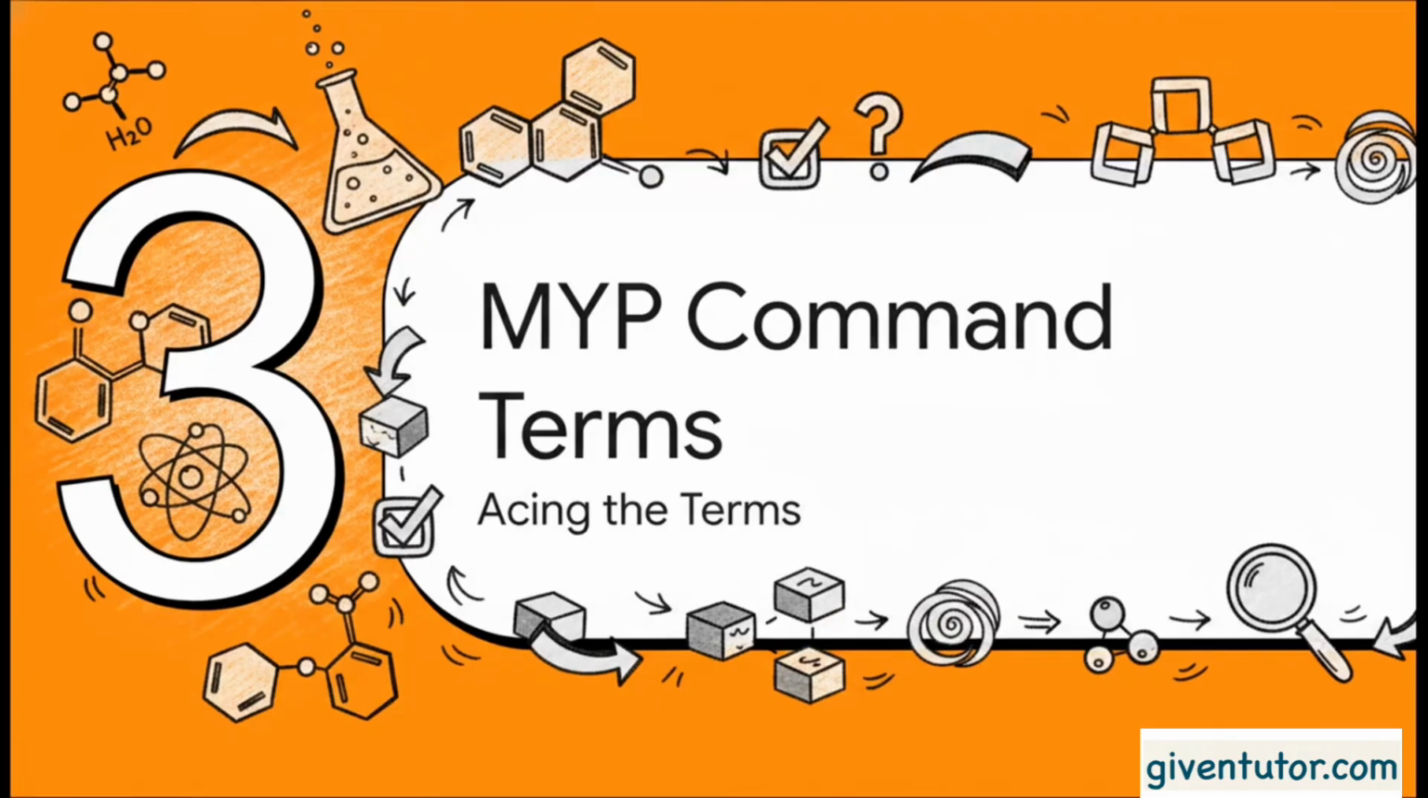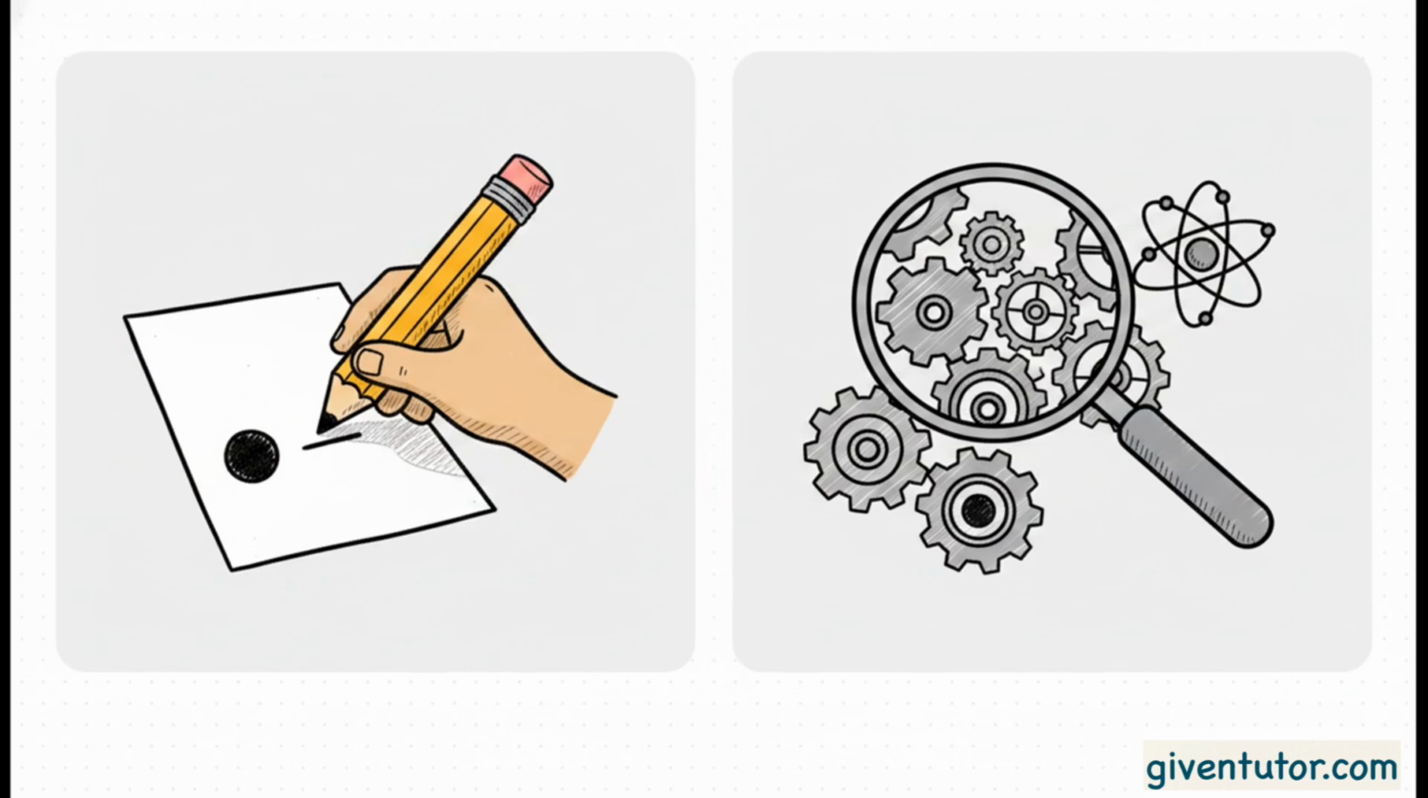Moving into section 3, acing MYP command terms. Now that we're fluent in the vocab, let's decode those tricky test questions. The absolute biggest mistake I see students making is overwriting or underwriting just because they misread the command term. Look at the difference here. If the test says state, keep it super short. We're talking one word or a short phrase. Literally no explanation needed. But if the command term is explain, you absolutely must use the word because. You've got to give the underlying mechanisms and those scientific causes.